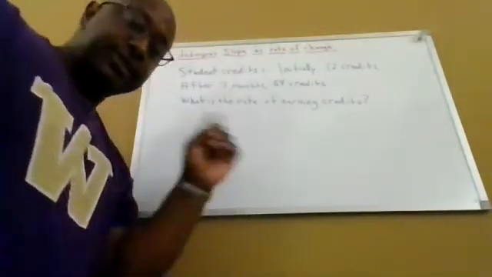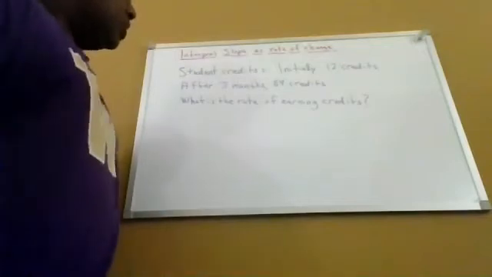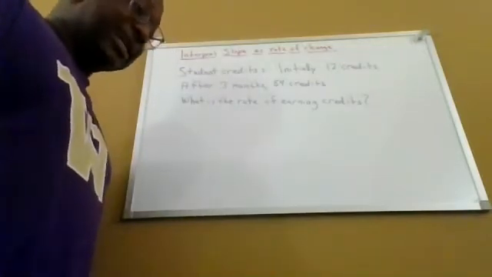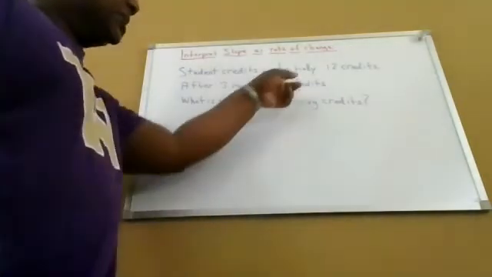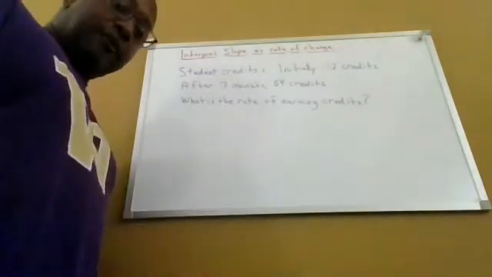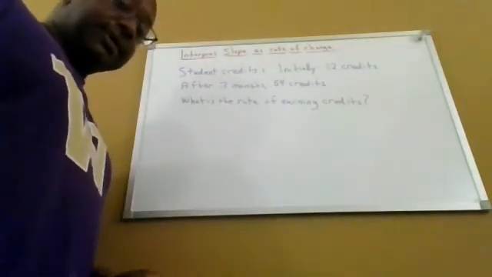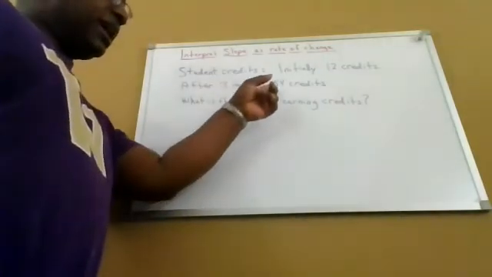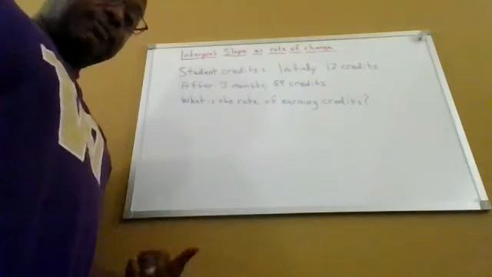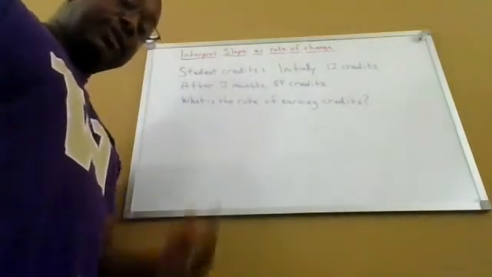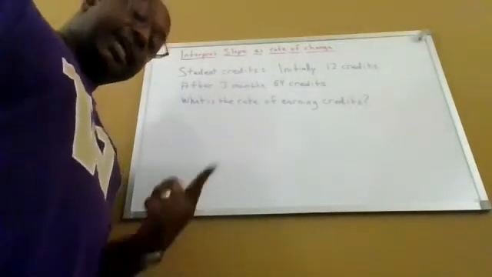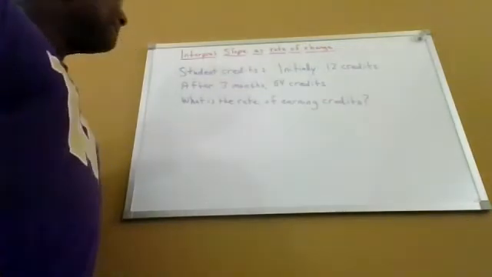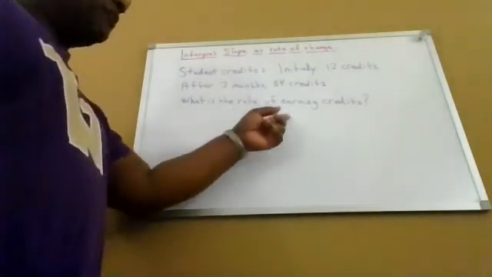Okay, so in this example here, we have a student who is earning credits, going to school, taking classes, earning credits. Initially, they start out with just 12 credits in the beginning of the semester. And then after 3 months, they have 54 credits. Okay, so that means the number of credits have increased. So that means our rate is going to increase. That means our final answer is going to be positive. Okay, so what is the rate of earning credits?